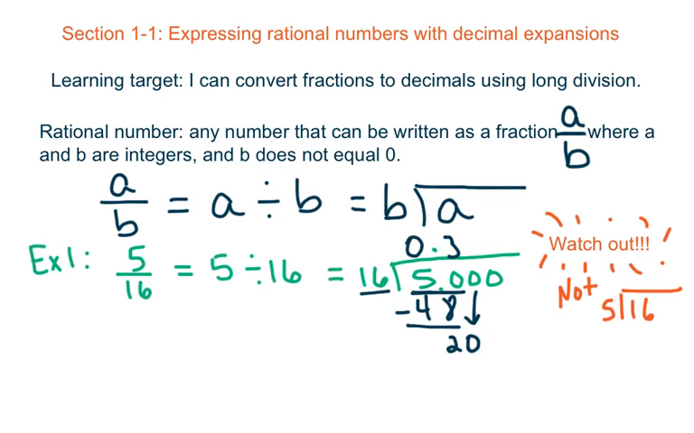So now I ask myself, how many times does 16 go into 20? It goes in 1 time. So I multiply 16 times 1, and I get 16, and then I subtract. 20 minus 16 is 4, so we drop down another 0. The next question, how many times does 16 go into 40? Well, 16 times 3 was 48. That's too big. So 16 times 2 is 32. Subtract, and I get 8.